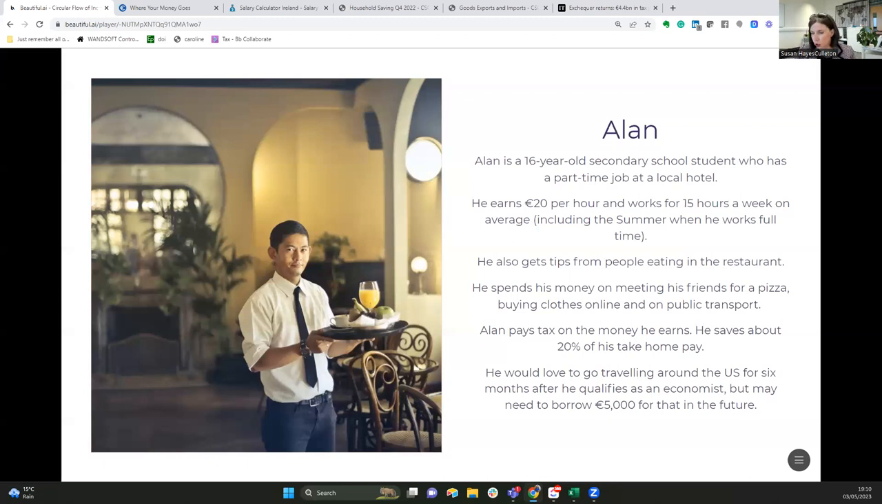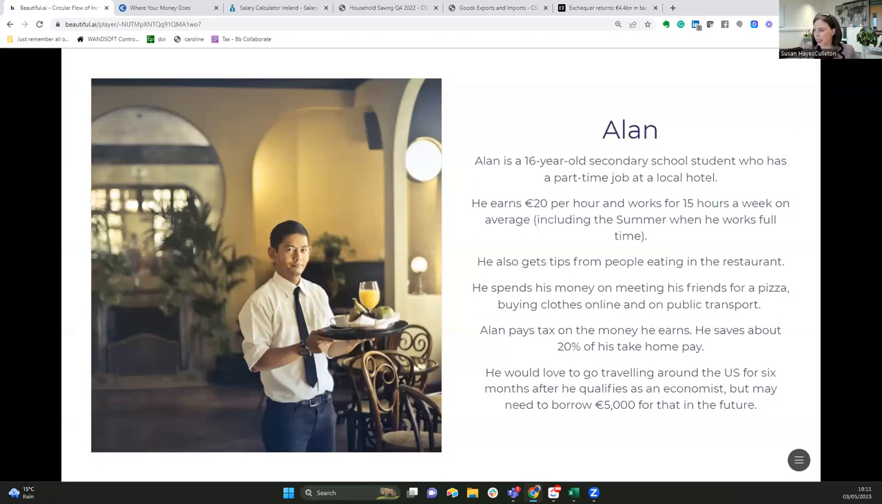Now, Alan would love to go traveling around the US for 6 months after he qualifies as an economist. I did, of course, given the job title of an economist, but he may need to borrow 5,000 euros for that in the future. Now, every single element of what I have put forward there all ties into the circular flow of income, every single little bit of it. And that's why I shaped the story in the way I did.